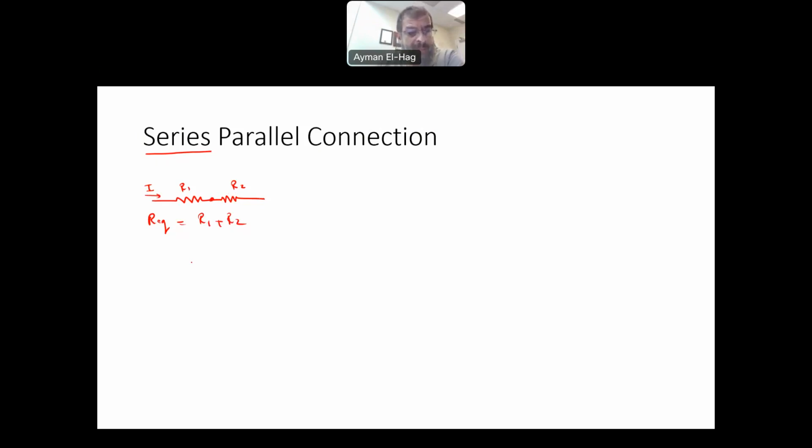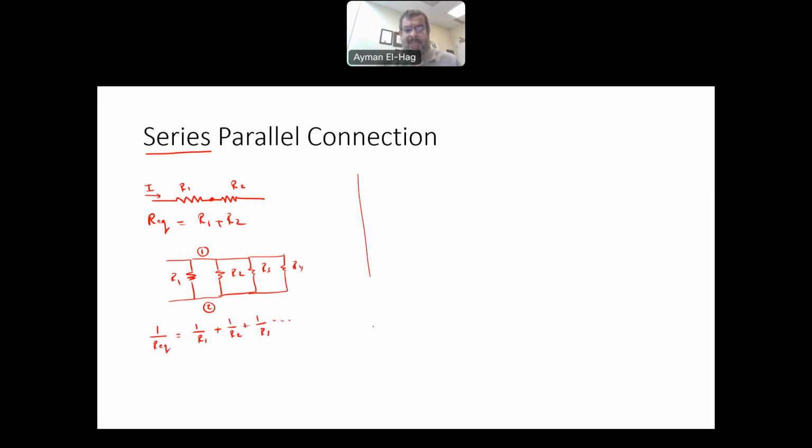Now, in parallel, when you have the 2 resistors sharing the 2 nodes, okay? So this is R1, and this is R2, and this is node 1, and this is node 2. So when the 2 resistors share the 2 nodes, then we say that they are in parallel. You could have more resistors as well, R3, R4, and so on and so forth. Now, to find the equivalent resistance, 1 over R equivalent is equal to 1 over R1 plus 1 over R2 plus 1 over R3, and so on and so forth.